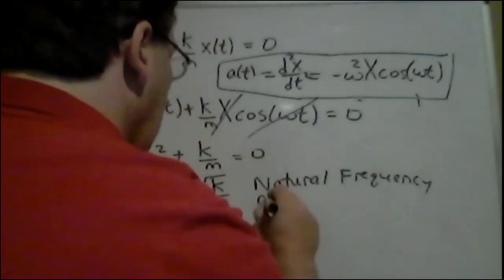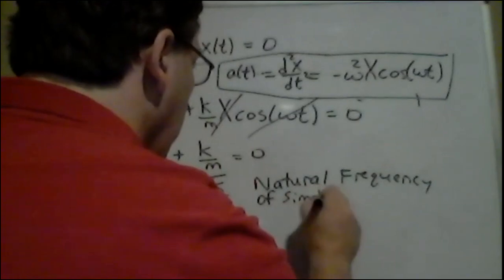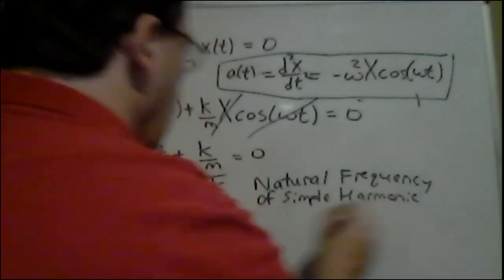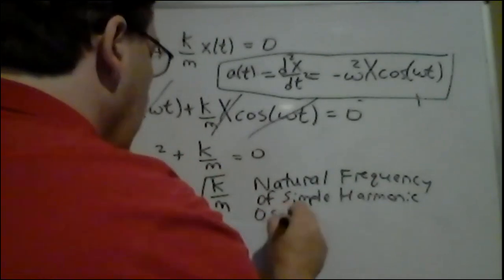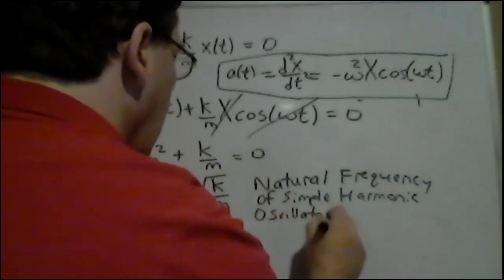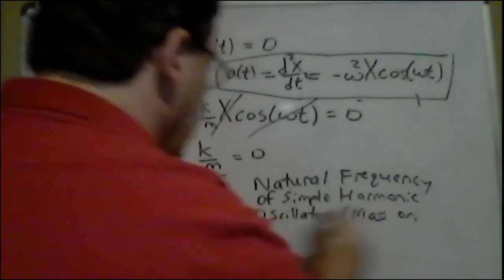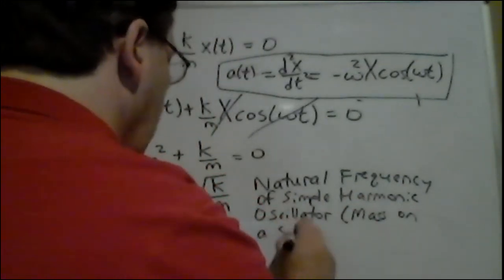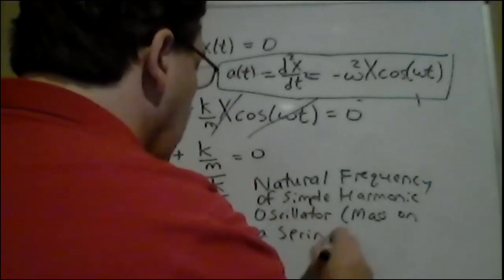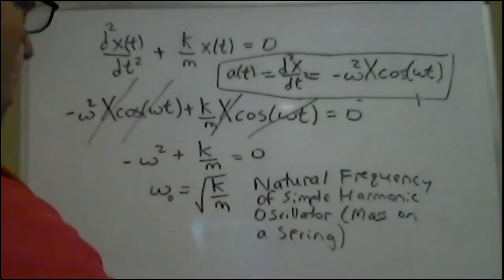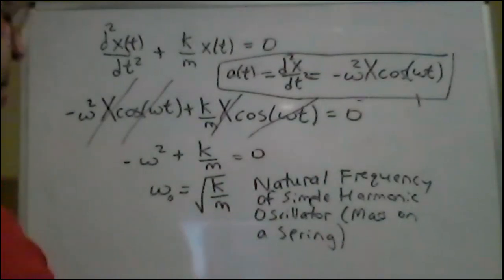Of simple harmonic oscillator. That's what this is. This mass on a spring, or we can call it the mass on a spring with no friction, basically. But we generally refer to this as a simple harmonic oscillator. And again, it has to be the mass on the spring.